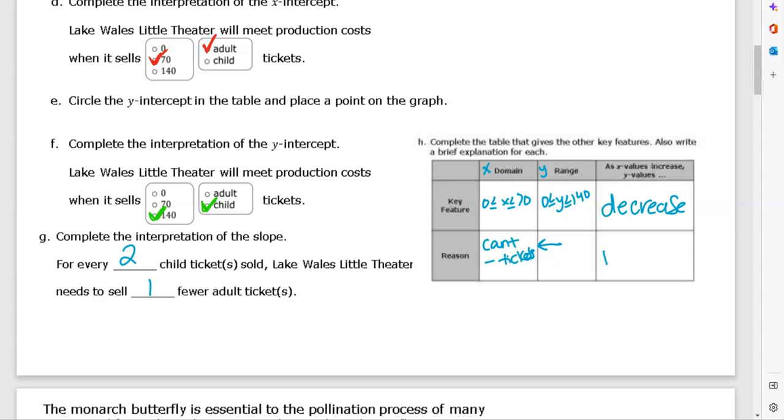Because really Part G explains it the best. Okay, for every 2 child tickets, they need to sell 1 fewer adult tickets to keep the balance. Why are we limited on how many tickets we can sell? Why can't I just sell an infinite amount of tickets? There you go. There's only 140 seats. Okay, so there has to be a balance here. So Part G explains that the best. Good.